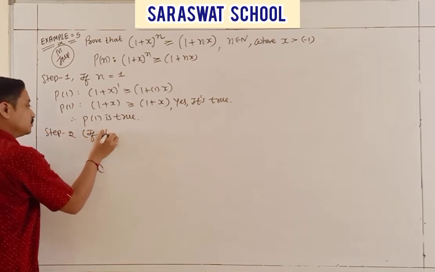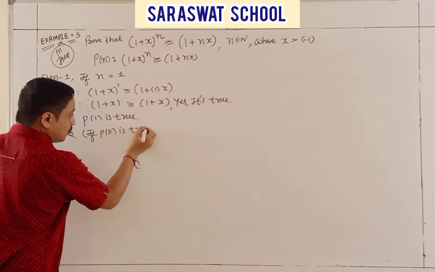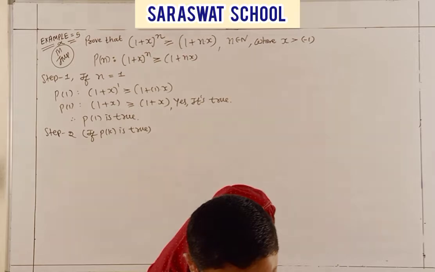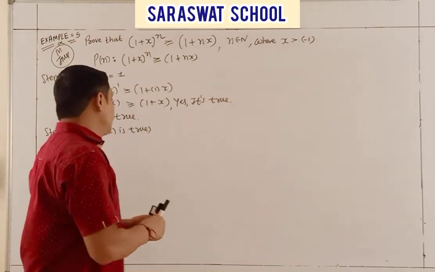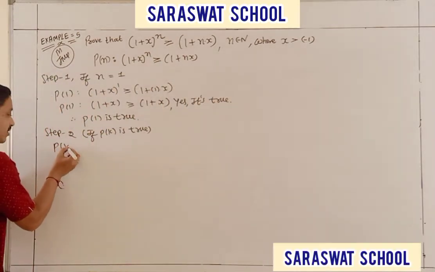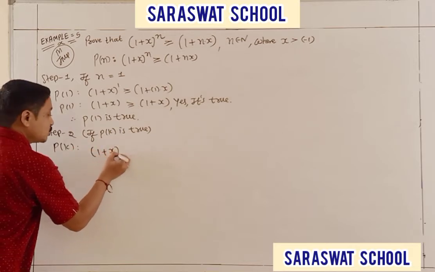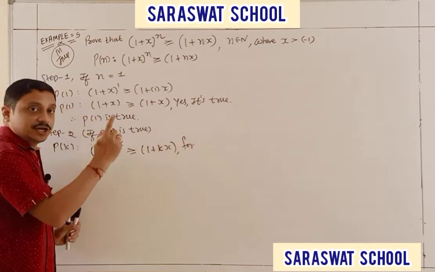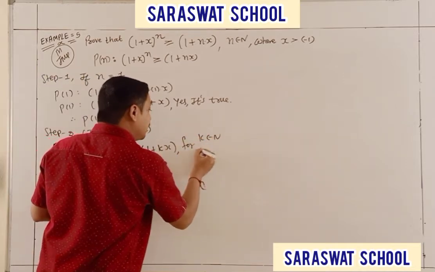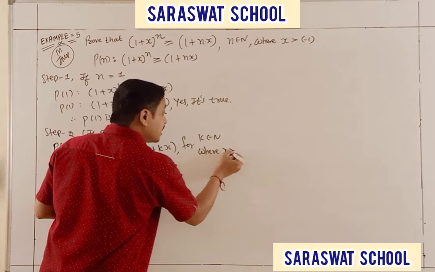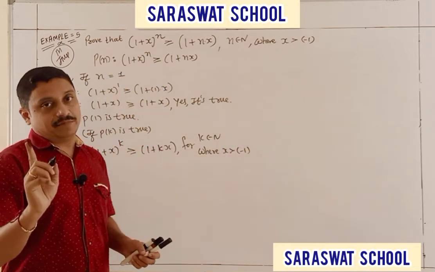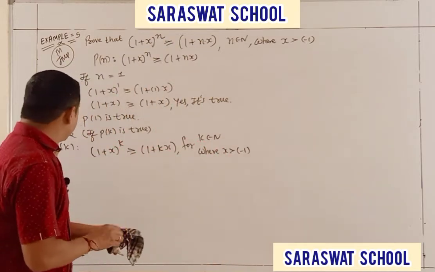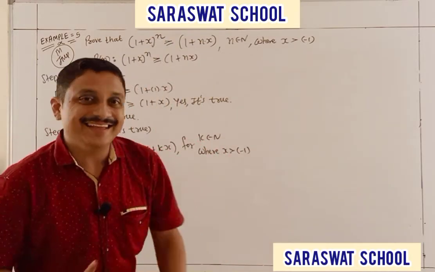If P(k) is true, so what is P(k)? Yes, given in the terms of P(k), I just show down there. P(k): 1 plus x raised to k is greater than or equal to 1 plus kx, where k belongs to n and x is greater than minus 1, which is also important in terms of this question. Now students, I am going ahead to my step 3.